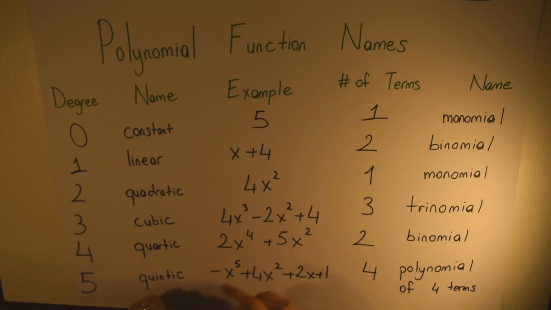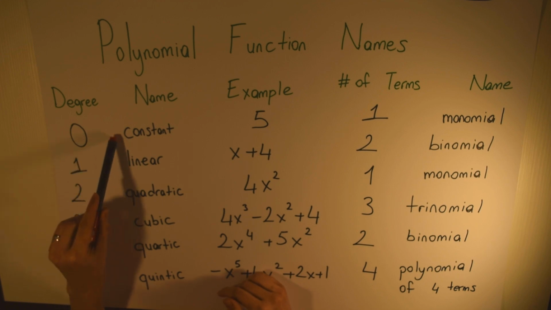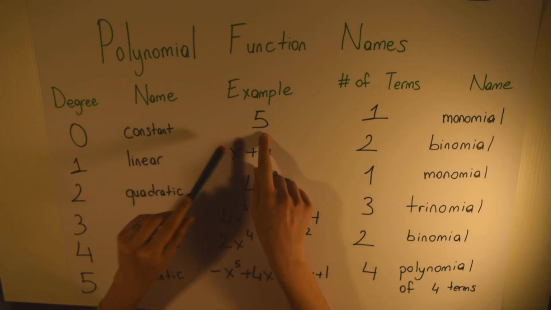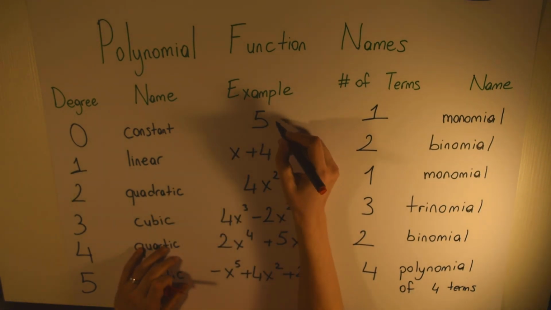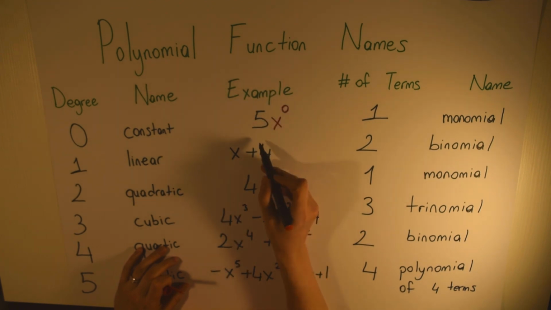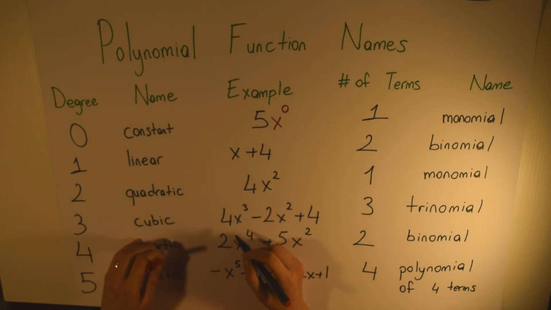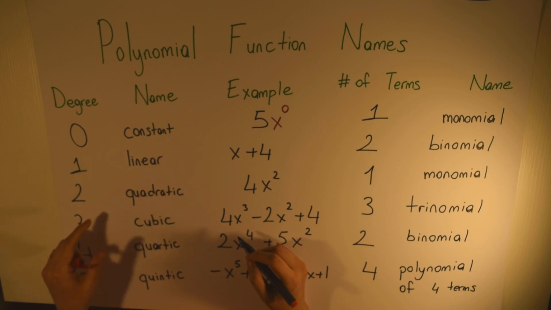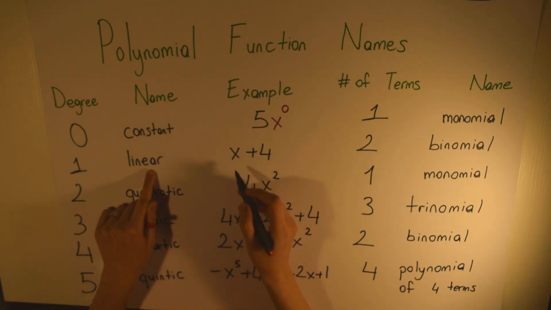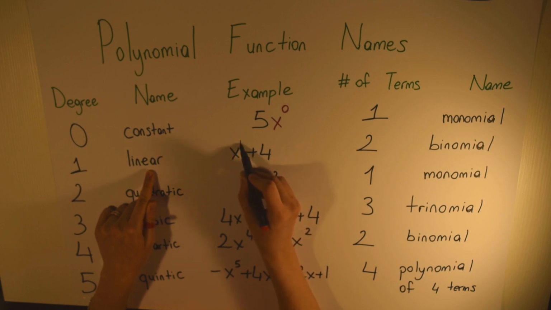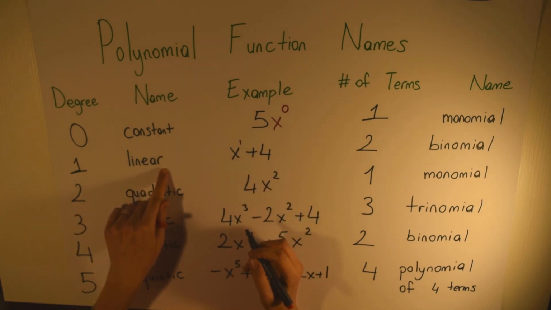Now we will continue with the names of polynomial functions. Some polynomials have special names based on their degree and the number of terms they have. For example, when its degree is 0, like here, because we have only 5, and as I said before, actually we have here 0 as an exponent, but we don't have to write it, right? So here we have actually 5x to the power of 0, its degree is 0. It's called a constant. When its degree is 1, it's called linear. Here we have x plus 4, so its degree is 1, so it's called a linear polynomial function.